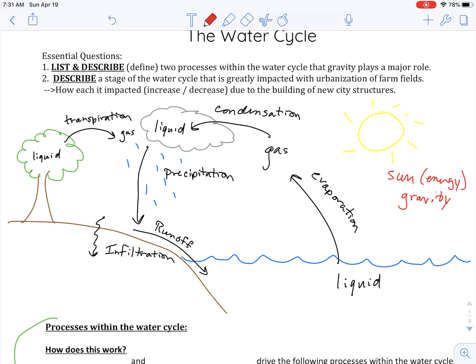So for example, if we start down here in a body of water, could be a lake here in Minnesota, could be the Atlantic Ocean. Energy from the sun is going to heat up or transfer that energy to the liquid water, break the bonds between those water molecules, and allow that water to turn into its gas form through evaporation. Okay, so prime example of the sun being a driver.